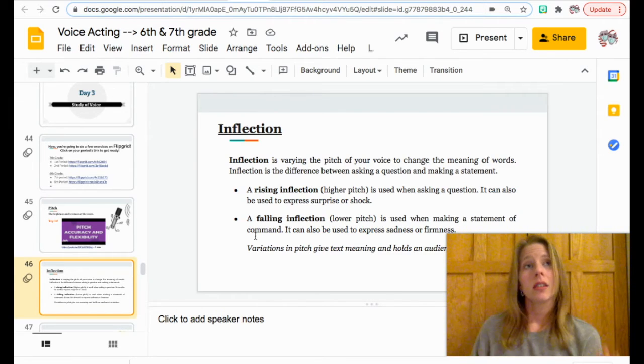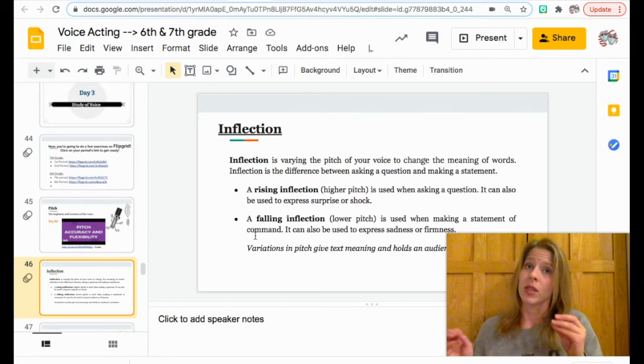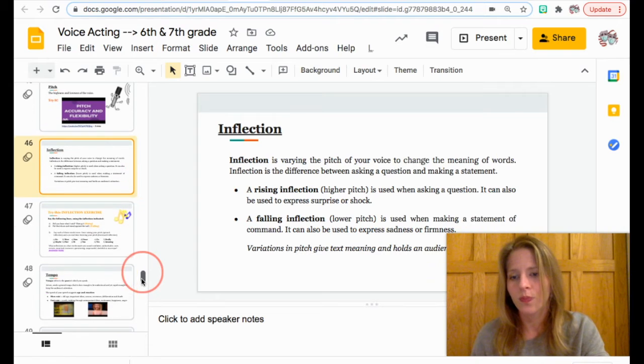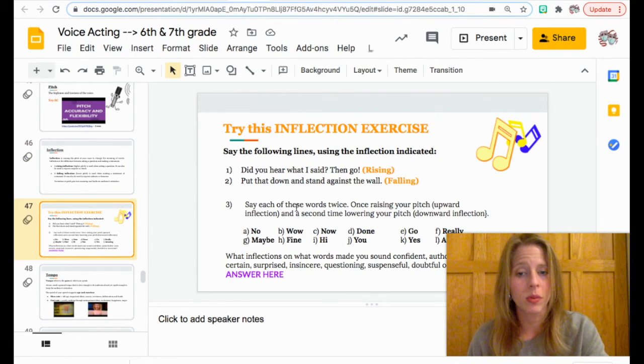Depending, a rising inflection with a higher pitch at the end generally is used when you're asking a question. Right? And then, again, it can also be used to express shock and surprise. And then a falling inflection, a lower pitch, usually is for a period, okay? So firmness. So you're going to experiment with that a little bit on Flipgrid.